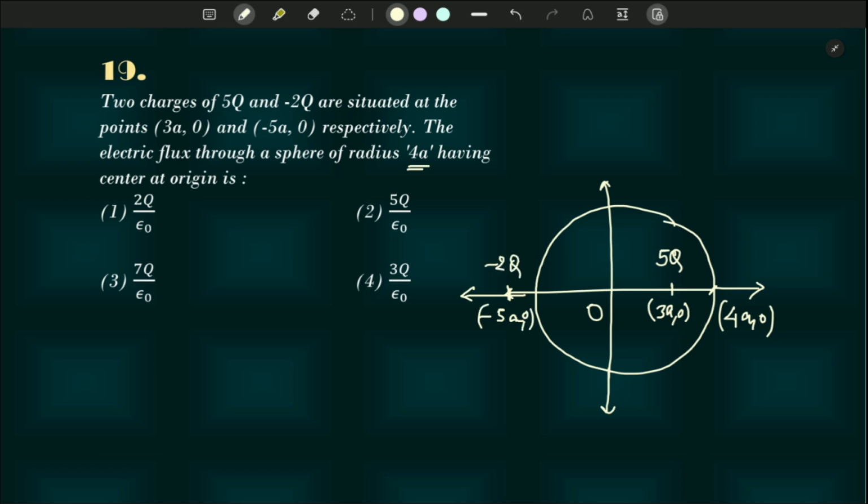So definitely the flux through the sphere is q enclosed by epsilon naught. The q enclosed within the sphere is only 5q, so 5q by epsilon naught. I see option number 2, 5q by epsilon naught. This is the correct answer to our question.